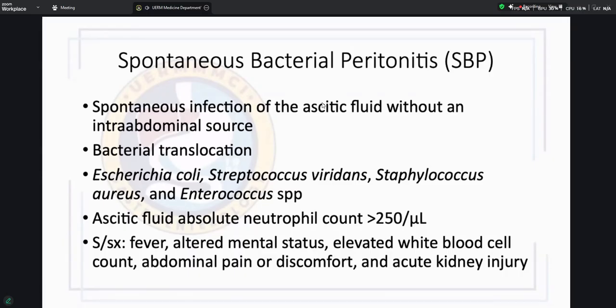And it is important to note that in SBP, only one organism is responsible. So if there are 2 or more organisms found in the culture, then you should suspect other causes of peritonitis. Patients with ascites or SBP may present with fever, altered mental status, elevated WBC count, abdominal pain or discomfort, acute kidney injury, but SBP can also have minimal symptoms or can be silent. It can be the trigger for encephalopathy or hepatorenal syndrome, so a high index of suspicion is important.